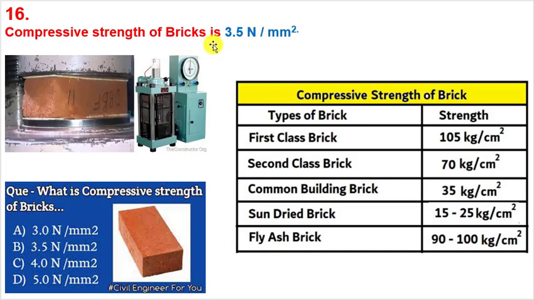If the question is specific to any class of brick, like if the interviewer asks you about the compressive strength of second class brick, then you can say 70 kg per centimeter square. It's in kg, but here we have written the unit in newtons, so you can convert it using unit conversions. But I think they are not going to specifically ask about the types of brick. They will ask general questions, like the one I have placed here.